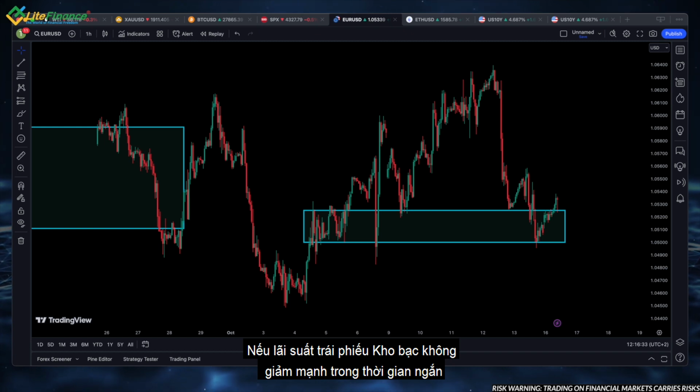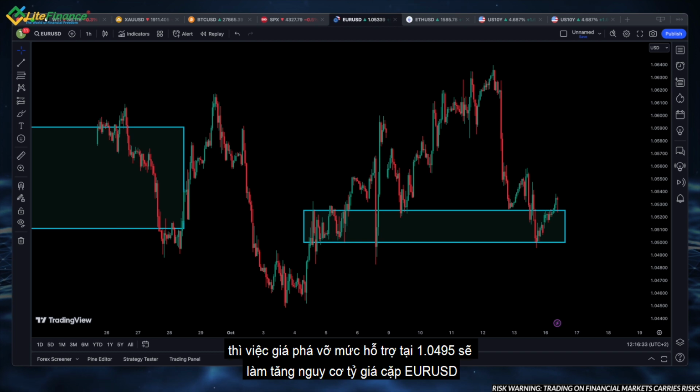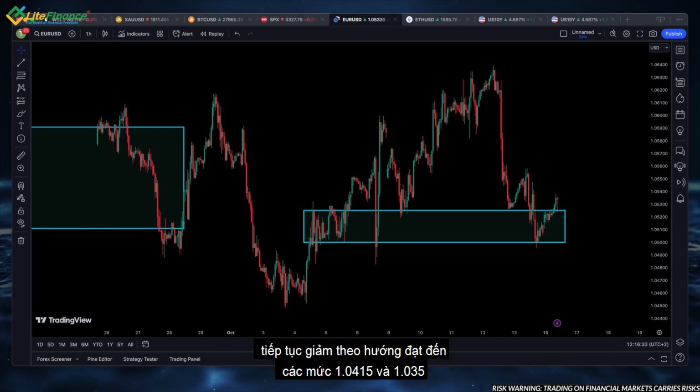If there is no sharp decline in treasury yields shortly, a breakout of the support of 104.95 will increase the risk of a continuing Euro-USD decline in the direction of 104.15 and 103.5.